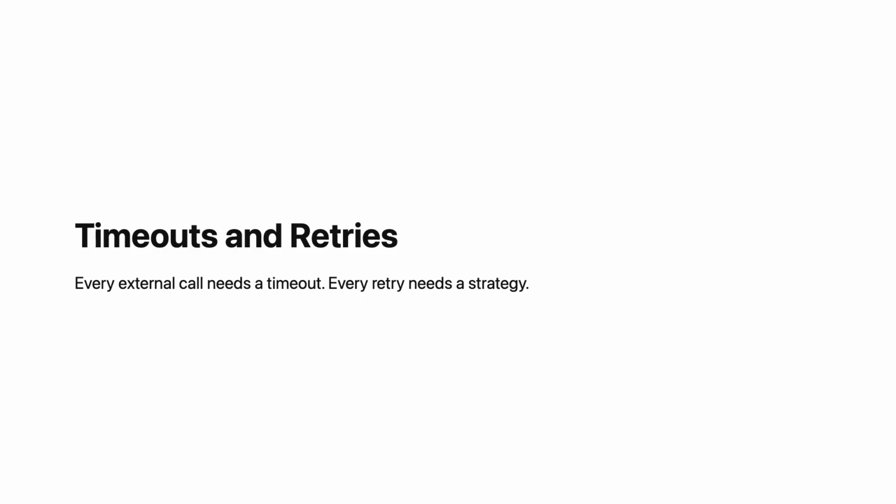Ever. Timeouts and retries are two of the most important reliability patterns in software, and getting them right is surprisingly nuanced. Too aggressive and you create false failures. Too lenient and you create terrible user experiences. Today we are going to nail down exactly how to think about them.